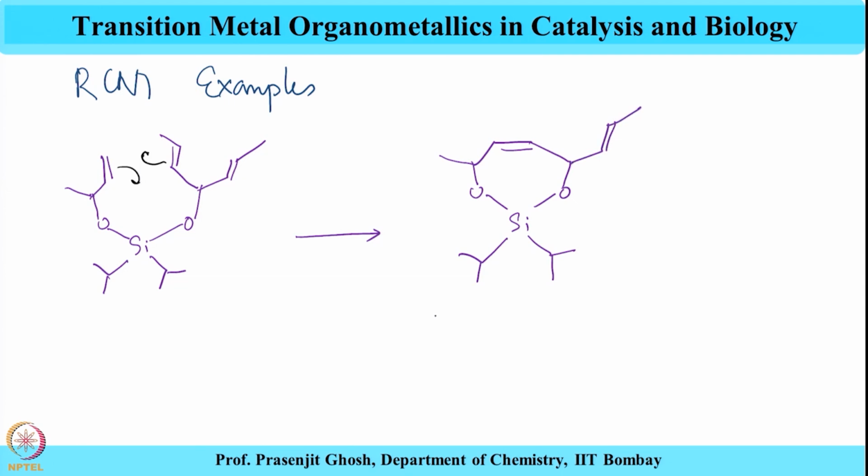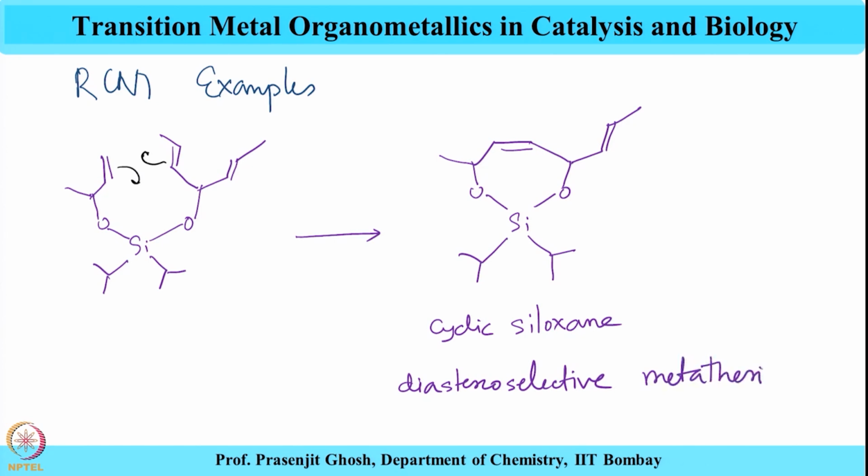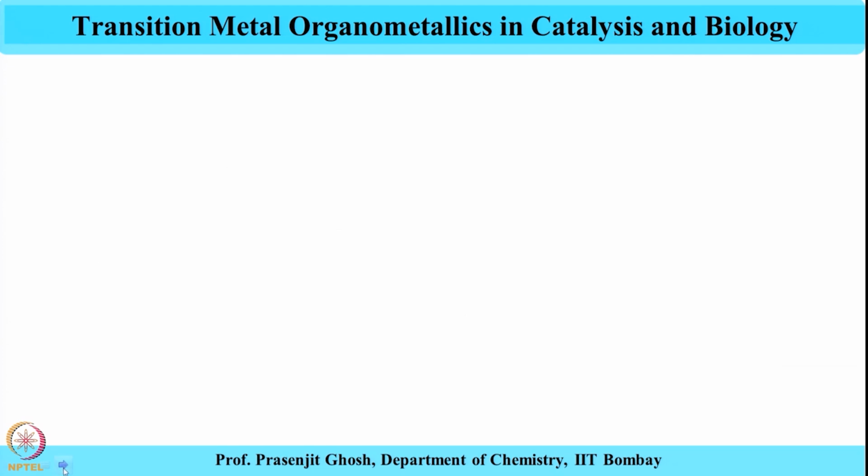So, the product is a cyclic siloxane, and this is also another example of a diastereoselective metathesis reaction. We continue to look at a few more examples of metathesis.